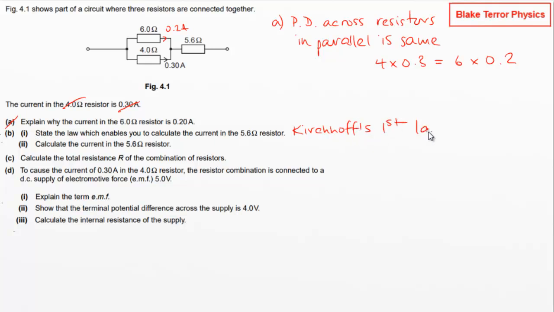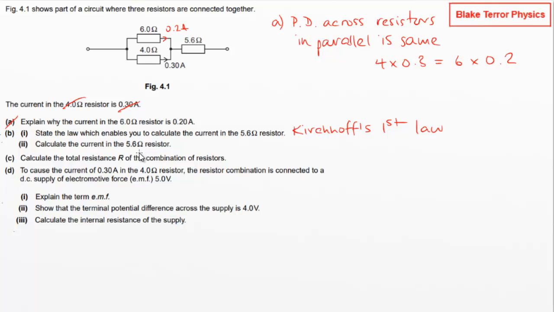If you can't remember whether it's first law or second law, then you can just write out the wording of the law, saying that the charge flowing into a junction in the circuit is the same as the charge flowing out of the junction. But usually people can remember which way round the two laws are for Kirchhoff.